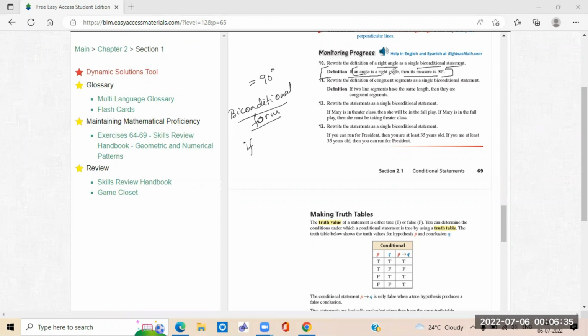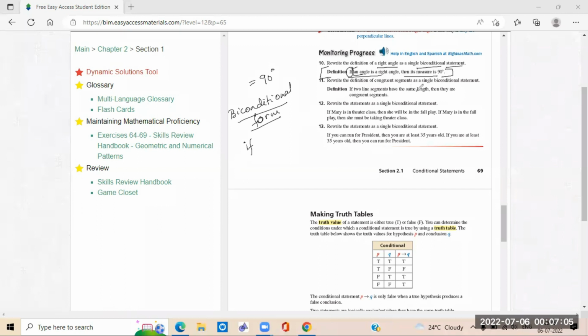So to write a biconditional statement, you're not going to take "if", you're going to take the initial part after "if". You can say the hypothesis part can be taken. So an angle is a right angle if and only if it measures 90 degrees. Now the next one you can try.